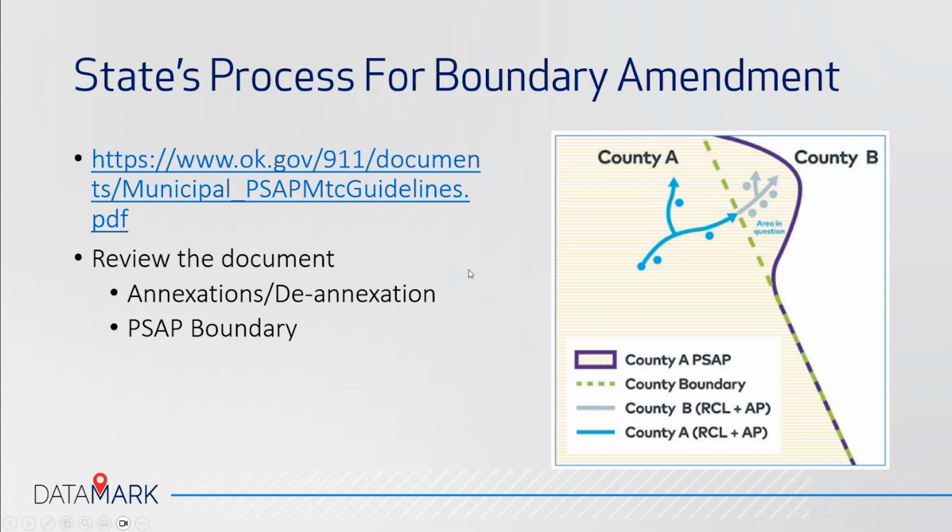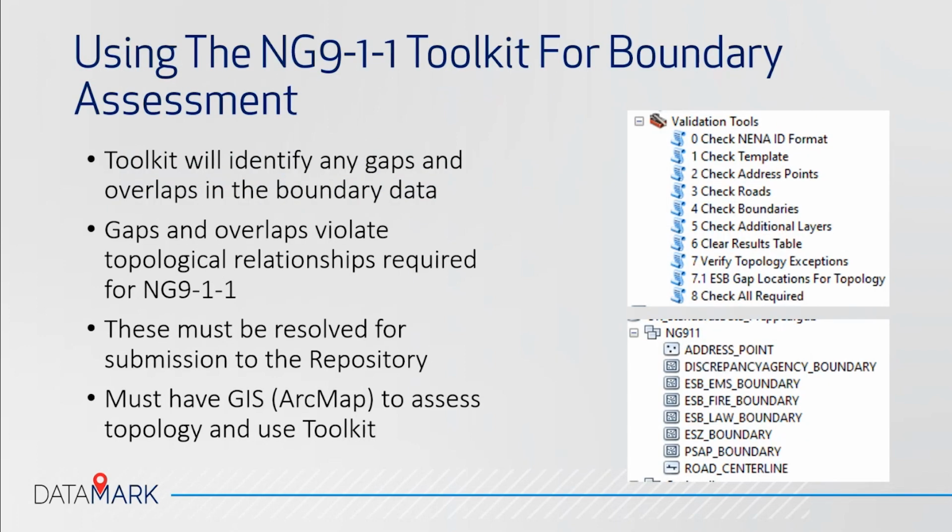All right, so what you're going to do is review the document and follow that process if you have to make changes. What you can do then is engage your GIS folks to download that data. So you're going to pull up the process, review it, and then have the GIS folks download the data from the state. So download that PSAP boundary data.